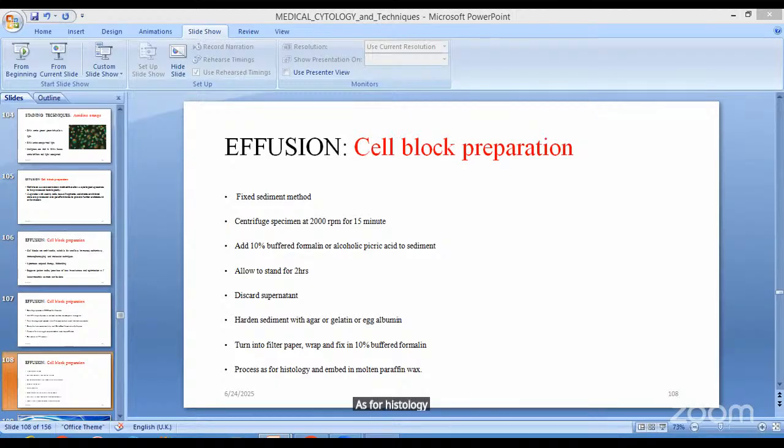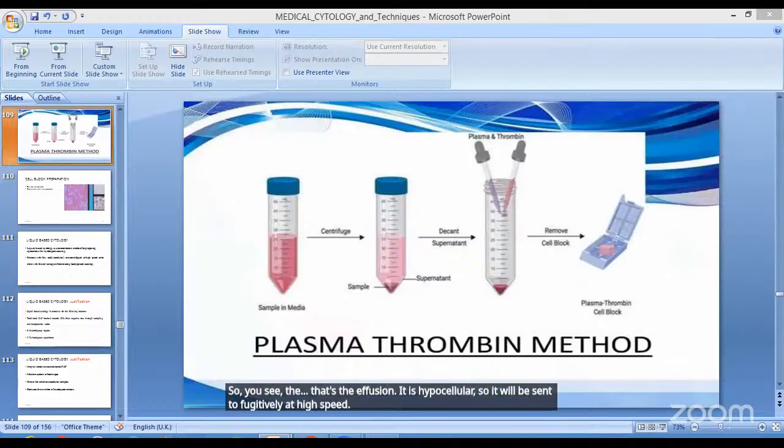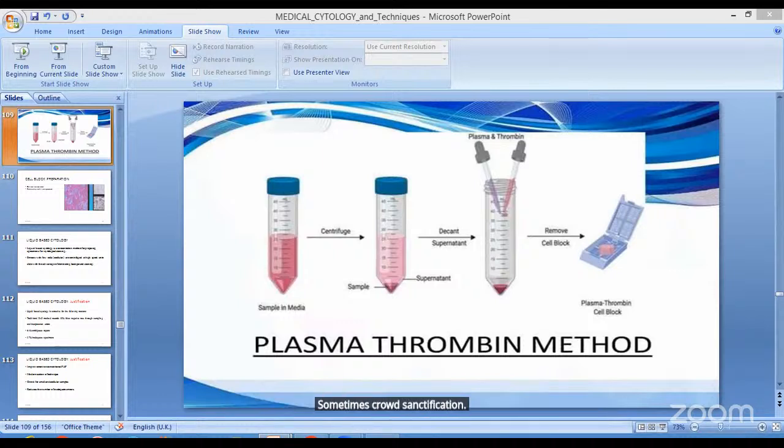So for the plasma thrombin method, this is what you see. This slide I'm projecting for you to understand better what I've talked about. So you see, that's the effusion. It is hypocellular, so it will be centrifuged rapidly at high speed. Sometimes cryocentrifugation to concentrate it, then separate the supernatant from the sediment, and of course discard the supernatant, and you now add the plasma and thrombin to solidify, make it semi-solid. You can now put it into cassettes and process as for histology. You have your cell block, and this is the result you have from the cell block.